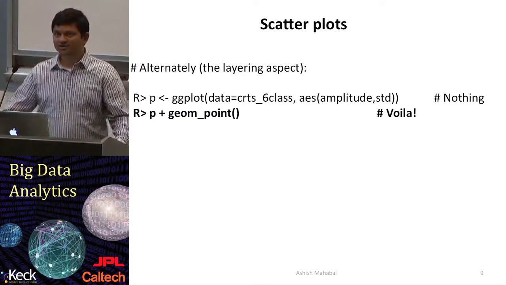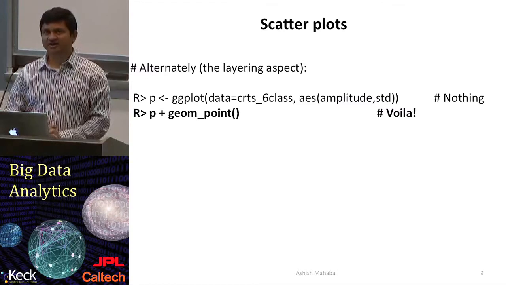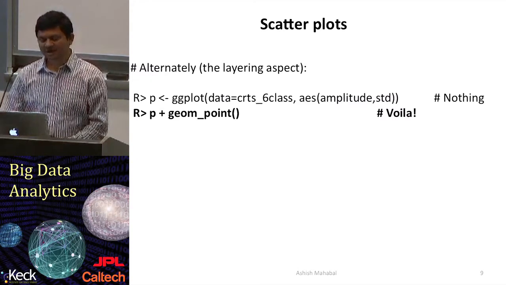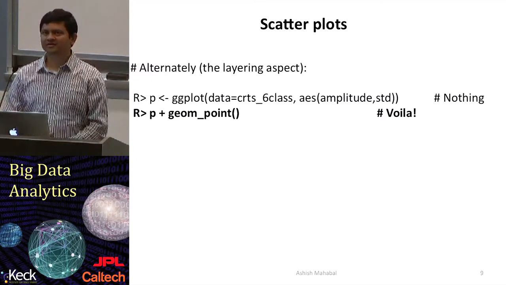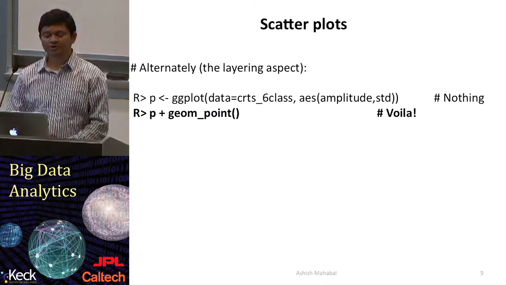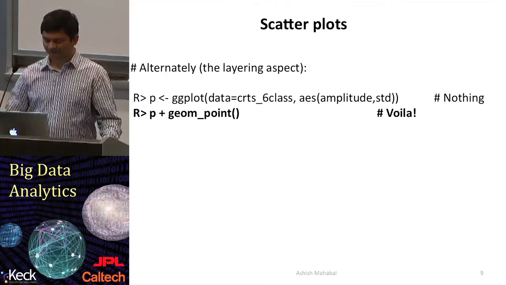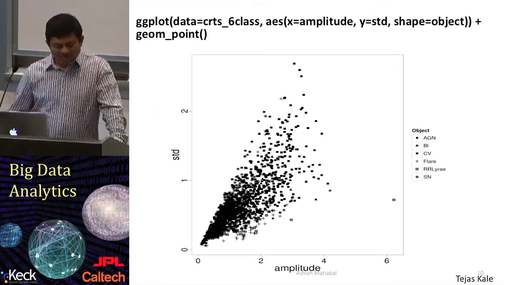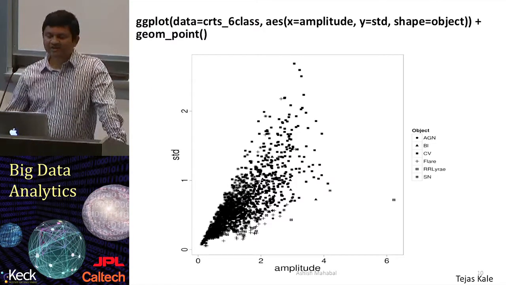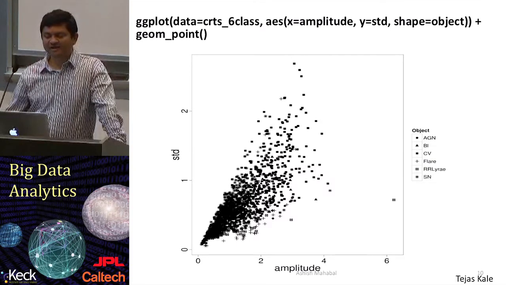And that, of course, does nothing on the screen except for making that object P. And then now separately you can add to that object P your geom point with no arguments. And voila, you will get your plot. Now, I mentioned faceting earlier. So that is something that you can easily do. Here we see an example of that.